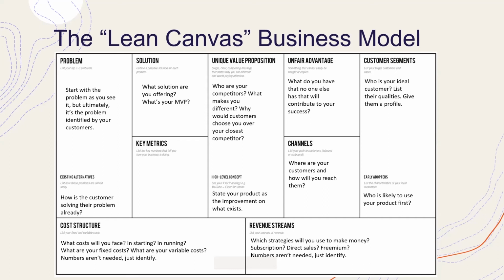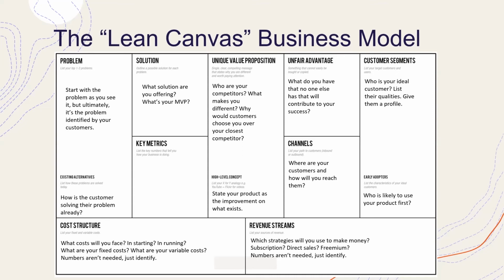Then the channels: where are your customers? We know who the customer is, but where are they located? And how will you reach them? Not everybody is on social media, and that's not the only way to market, even though it seems to be the least expensive and the easiest. It is not all that there is. There are still other ways that people want to be communicated with, depending on what your business is. And so there are other ways to advertise and to reach your customers.